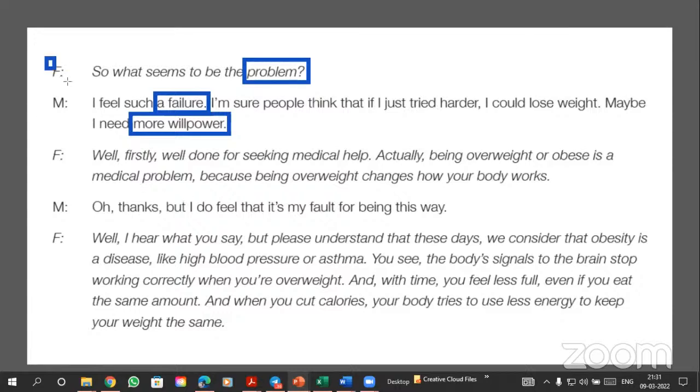This is more important. The female's voice is more important, because what is she doing, not what is he doing? Actually, he is going down. He's blaming himself. Self-blame. "I cannot." Okay, fine. Now let us see. We are not bothered about the man. "Oh, thanks, but I do feel." He's talking about his feeling.